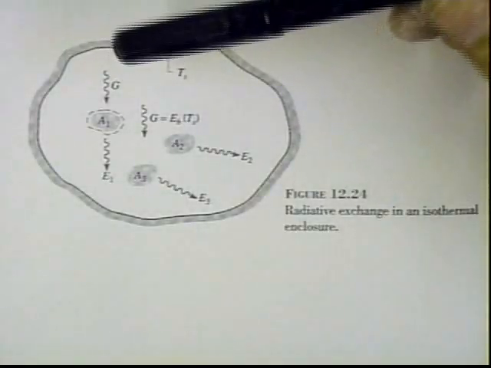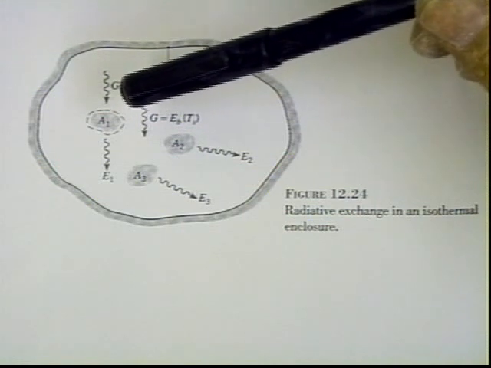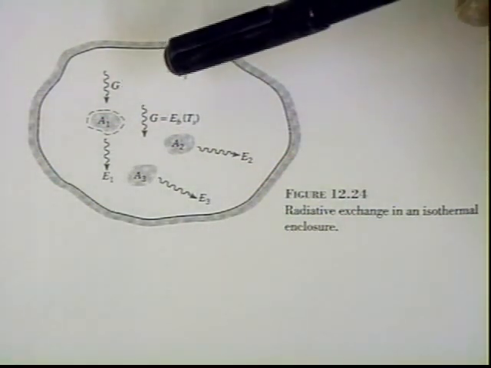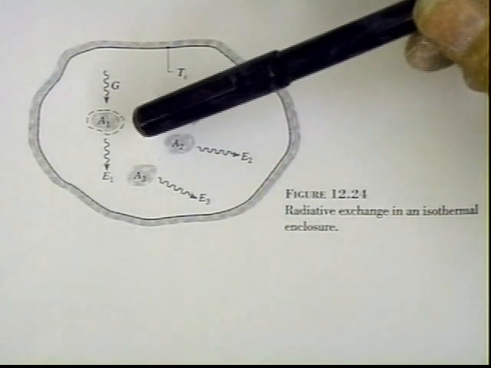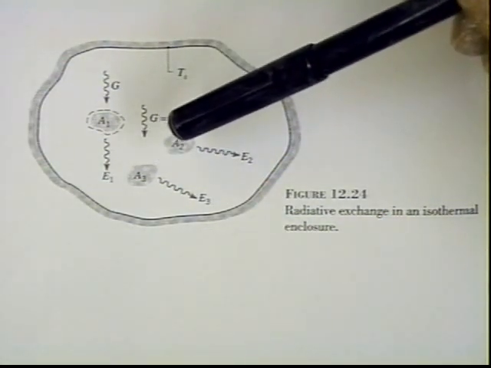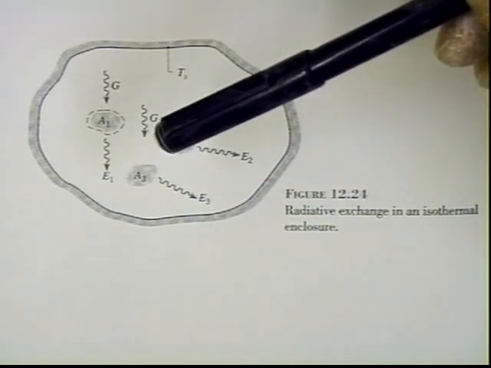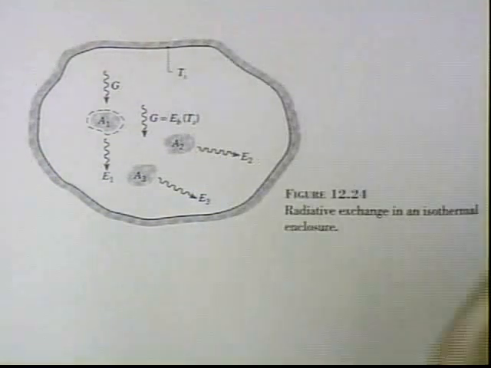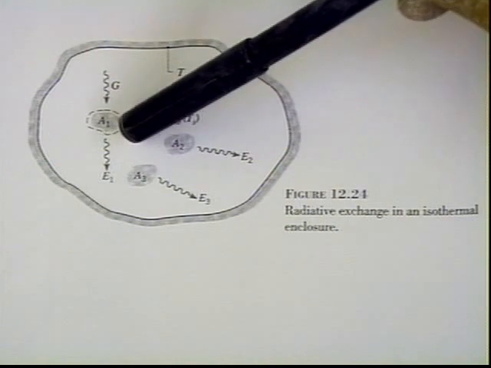So if we're at steady state, there has to be thermal equilibrium, and so we can say that the temperatures of all the different bodies within the cavity must be the same. They must be at a uniform temperature. And then the net rate of heat transfer to each surface must be 0, because they're emitting and absorbing at the same time.